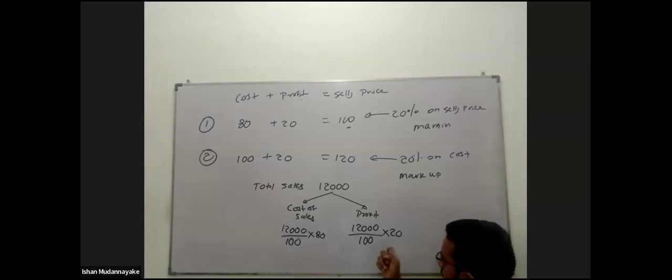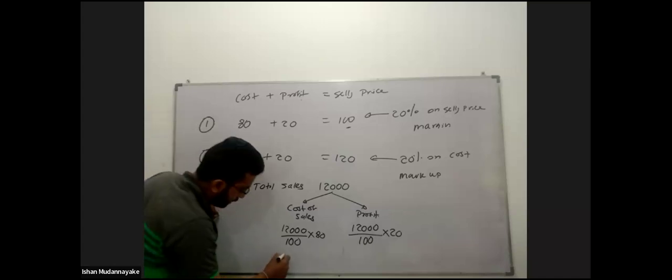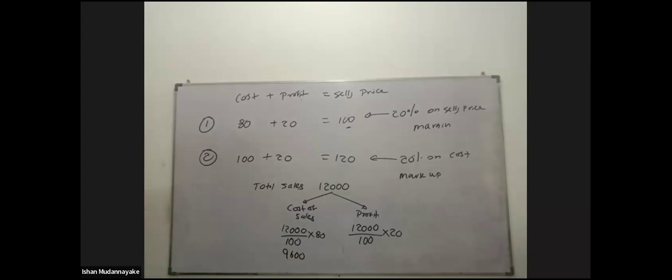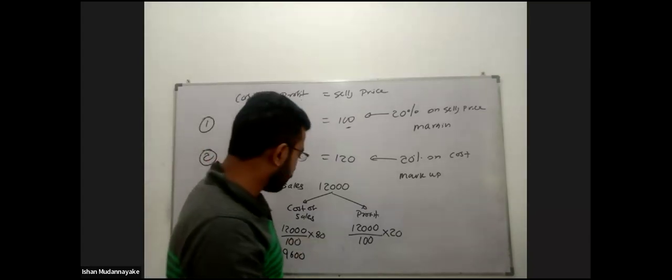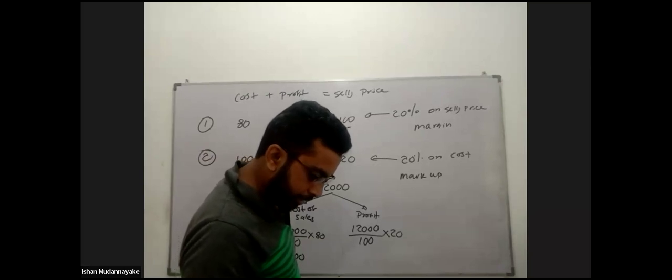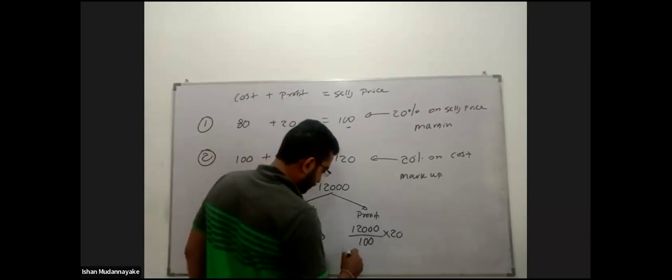Relevant here, this question: how much profit? Here profit means gross profit. Here cost of sales: 12,000 divided by 100 into 80 means 9,600 cost of sales. And then here gross profit, how much? 12,000 divided by 100 into 20. Gross profit calculation is 2,400.